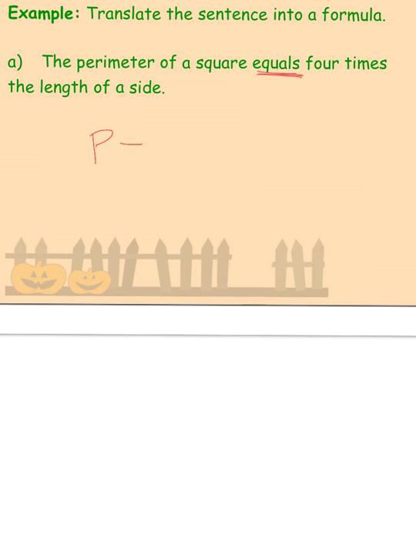So P equals, and then it says 4 times the length of a side. And we don't know the length of that side, so we're going to say 4 times s. So there is our formula for perimeter for a square. Most of the formulas that you guys are going to be writing, just so you know, are formulas that you've seen before. So hopefully that'll help you with writing them to make it a little bit easier too.